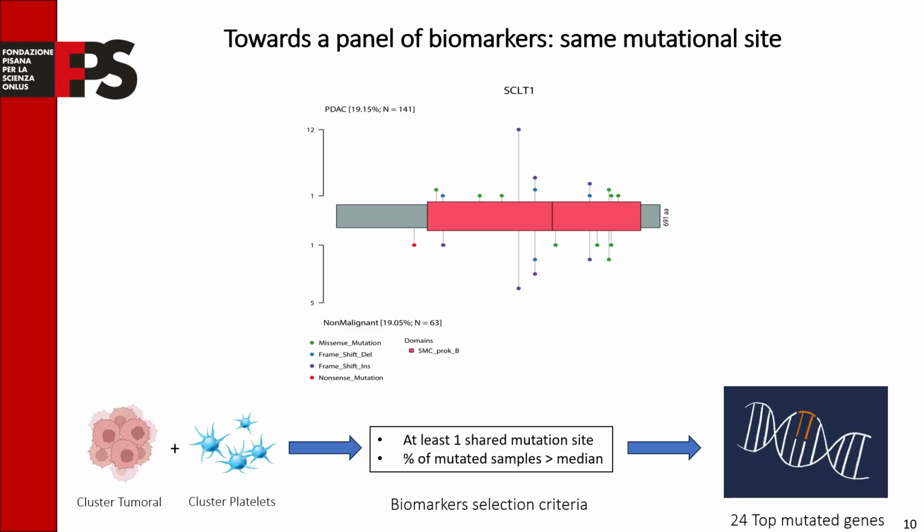The next step was to select a set of potential biomarkers from these two main clusters of shared mutated genes. And we selected the genes that showed the highest rate of mutation, so more than the median, but also that show a very interesting feature, the sharing of the mutational sites, at least one mutational site, between the PDAC and non-malignant populations, as the SLT1 gene that is shown in the slide.